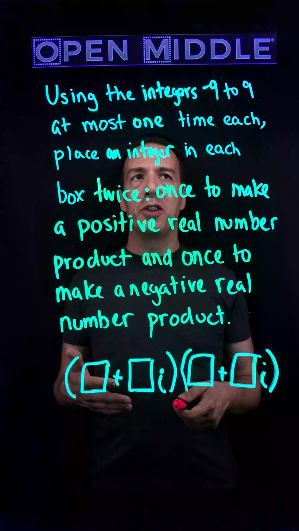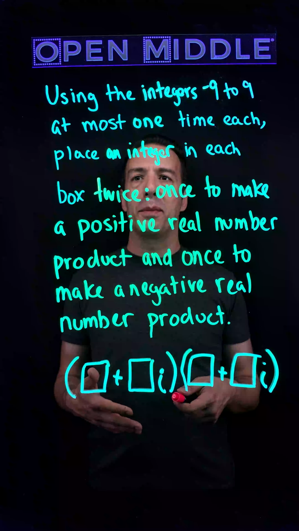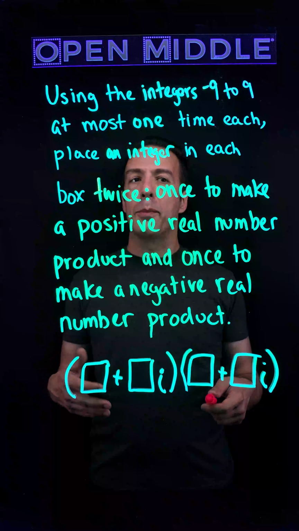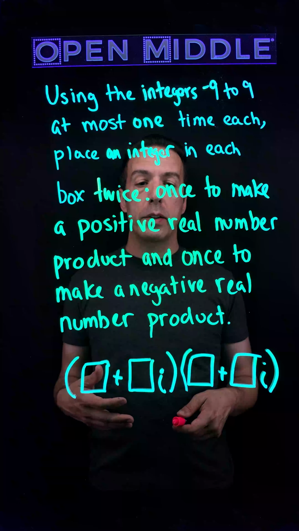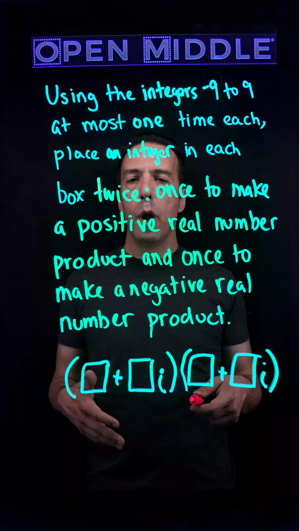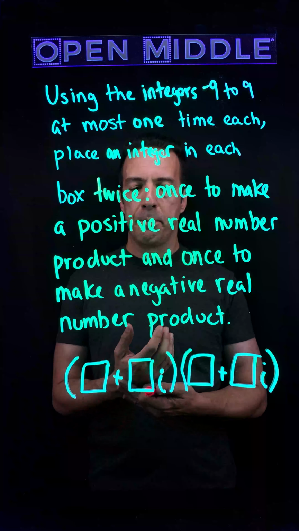It says, using the integers -9 to 9 at most one time each, place an integer in each box twice. So we're going to do this 2 different times: once to make a positive real number product, and then once to make a negative real number product. And the assumption here is that you can reuse all the numbers each time you do it.